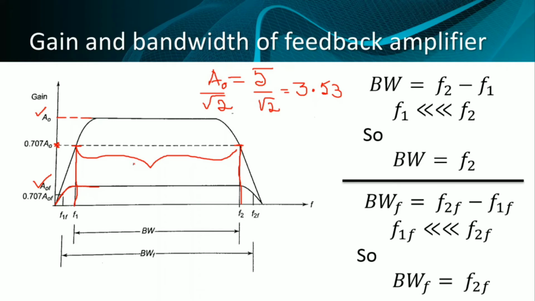If I want to operate any circuit, I should operate between these two frequencies. If I go beyond F2 or below F1, the gain of the circuit will not be maximum. That is what bandwidth defines. Now I told you we have two gains taken here. One is A0, which is the open loop gain. The other one is AOF, which is the gain with feedback. Now let me assume AOF is equal to 1.